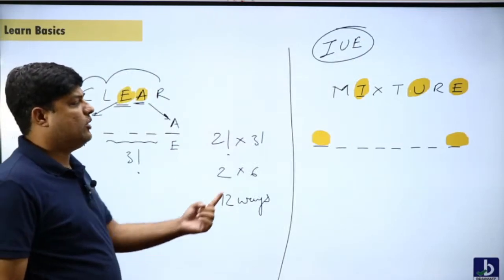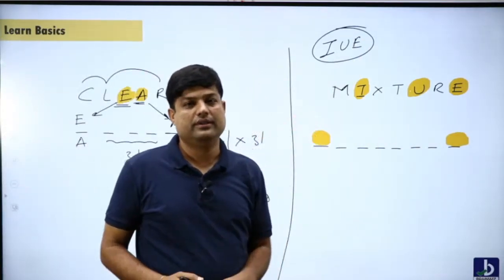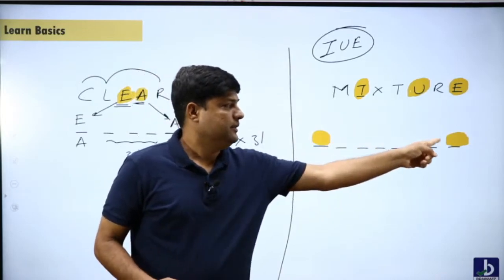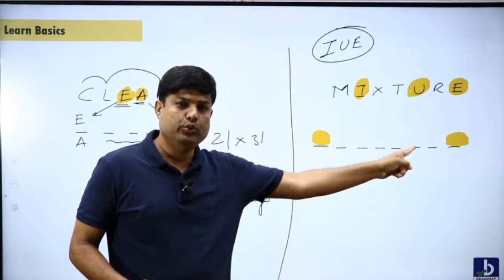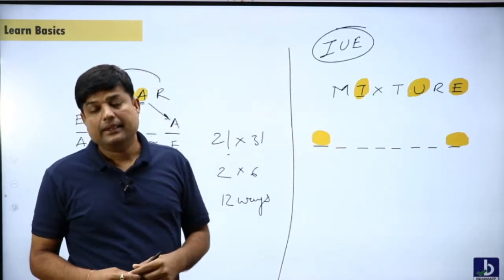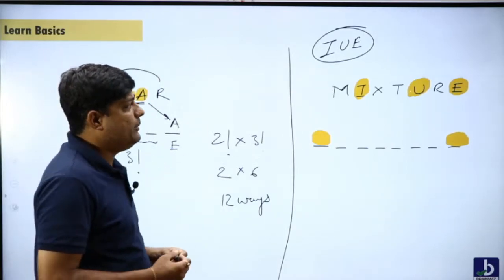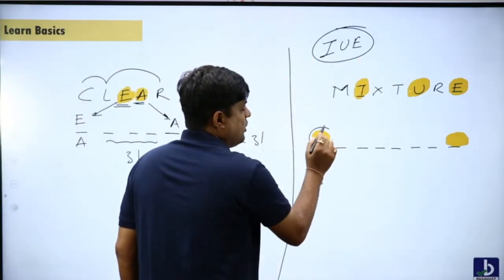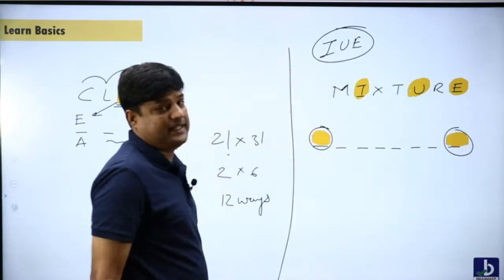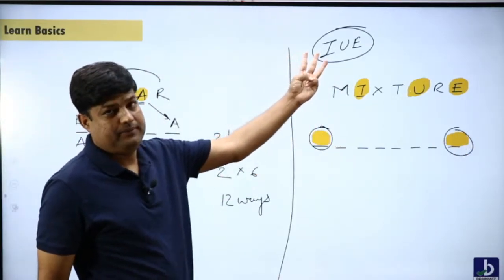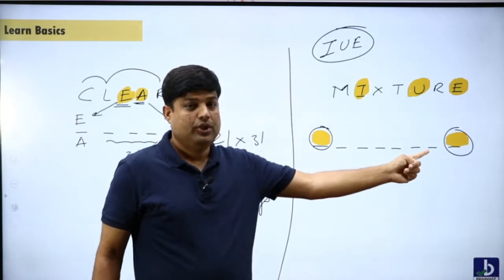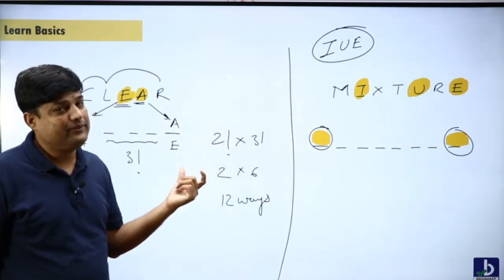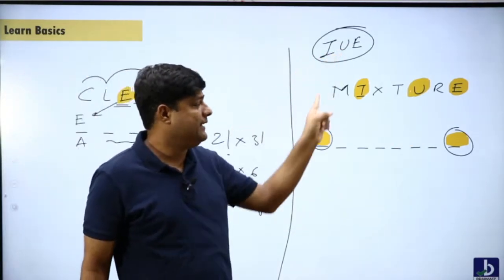So tell me, how many corners are available to you? Two corners. Either I, E, or E, U, or U, I. There are a number of ways. You tell me how many ways these three people can sit in these two corners. Any idea, everybody? Yesterday we learned people are three, places are two. Don't say 2 factorial, students. Yesterday we learned that concept. Three people are there, two places are there.